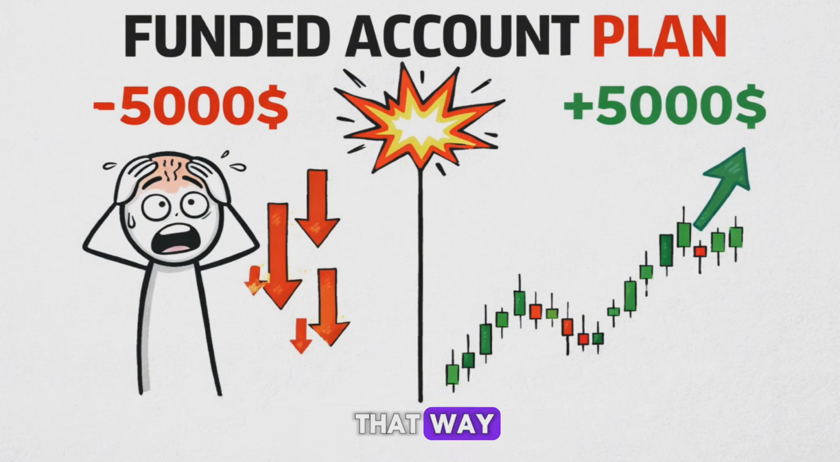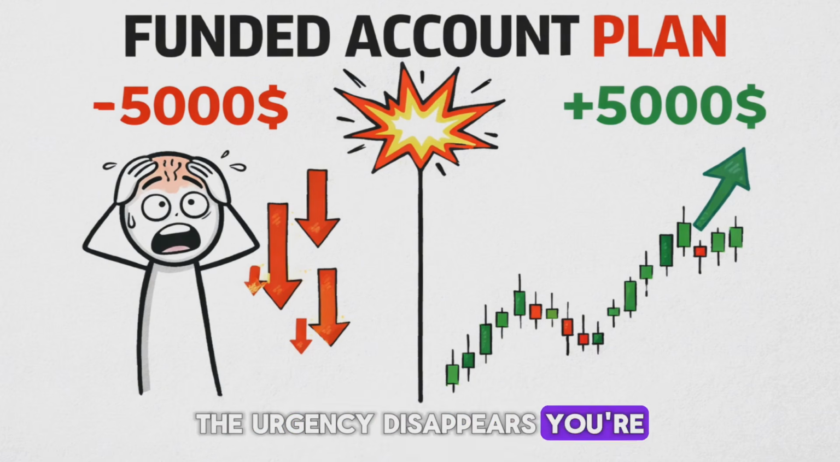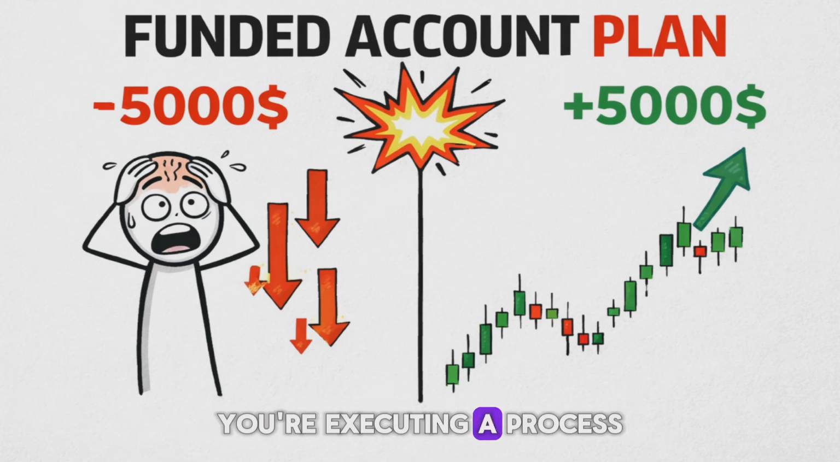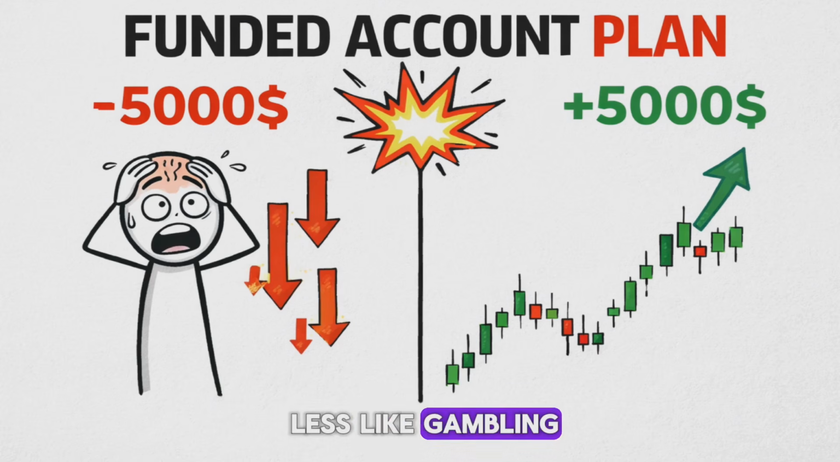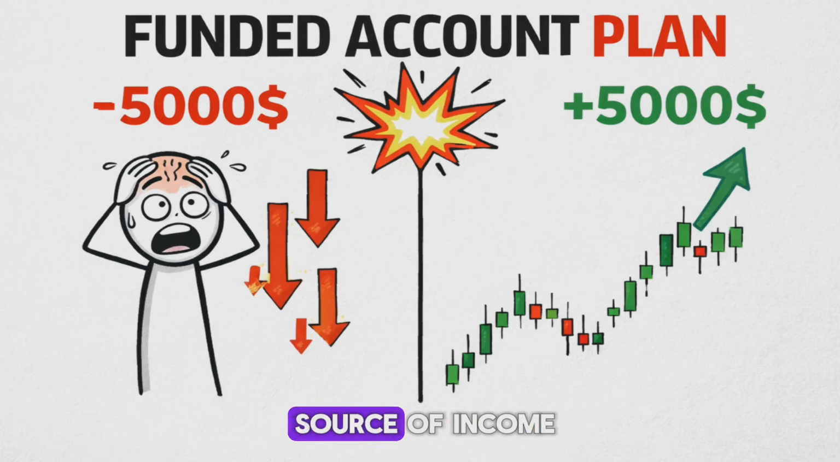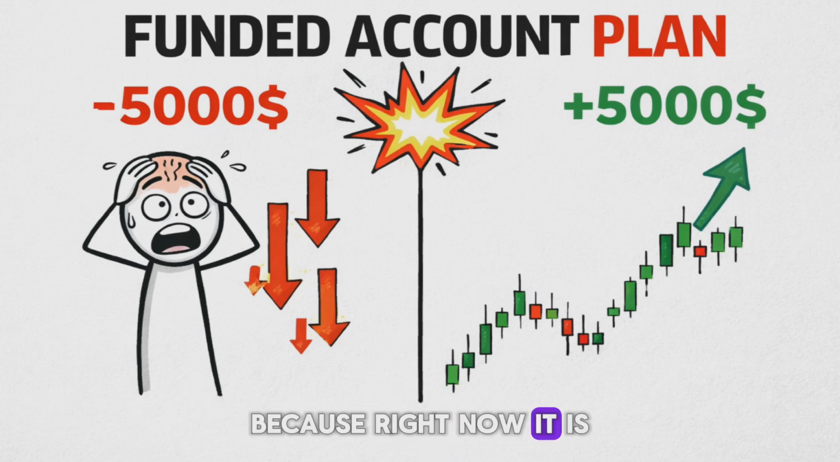When you frame it that way, the urgency disappears. You're not in a race, you're executing a process. And suddenly, passing the challenge feels less like gambling and more like showing up to work. Step 3. Pick one session and protect it like it's your only source of income. Because right now, it is.